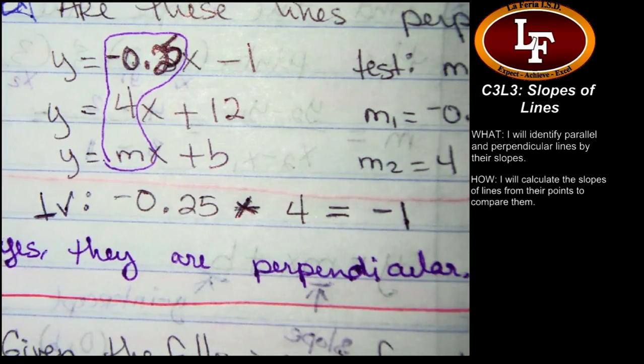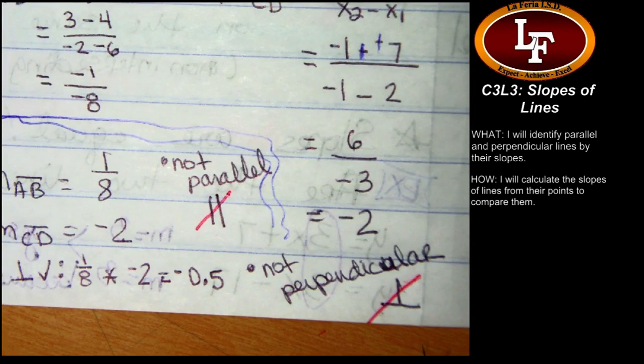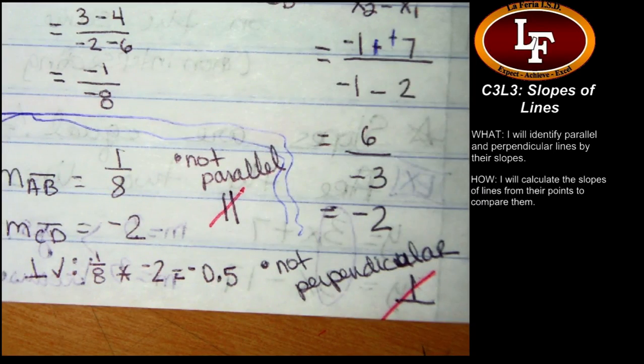Okay? Is it always going to be? It must always be -1 to be perpendicular. If, like in our bottom example down here, you get anything else, they're not perpendicular. Okay? So remember that negation thing? They're not parallel, they're not perpendicular.